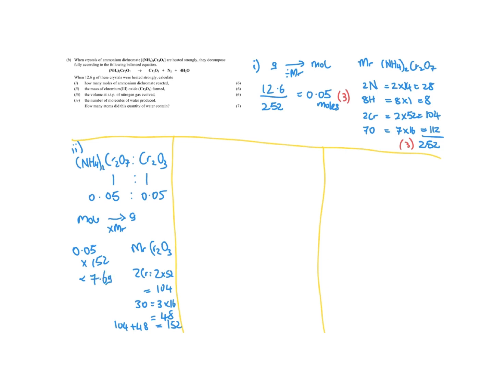When it comes to marks here, there's 3 marks for getting your balanced equation and ratio correct, and 3 marks for your answer of 7.6 grams.